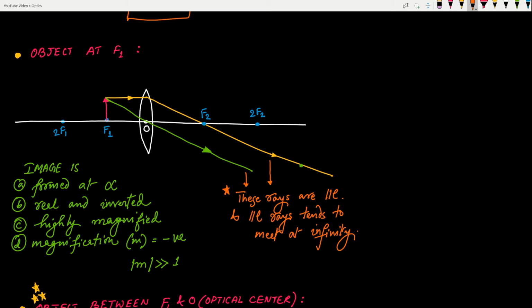Let's look into that. So we'll be taking again two rays, that is number 1 and number 2. The first ray is parallel to the principal axis. After refraction it will pass through the focus, as you can see, and the second one is passing through the optical center, so it will go undeviated.